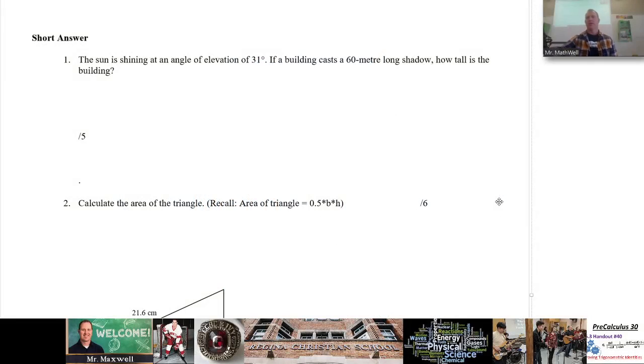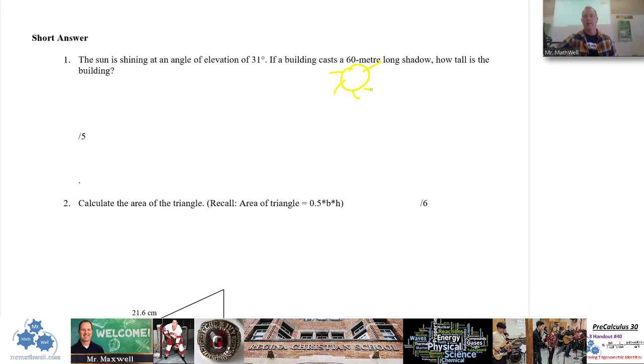Right, so Workplace 20, Chapter 4 review here. It's the second part. We're taking a look at these short answer questions here. And this short answer question says the sun is shining at an angle of elevation of 31 degrees. So angle of elevation, remember, is from horizontal up. So if the sun is shining there, think about it sort of like this.